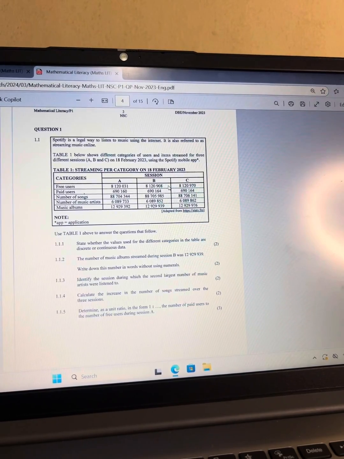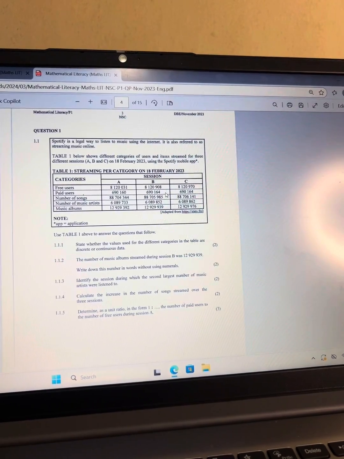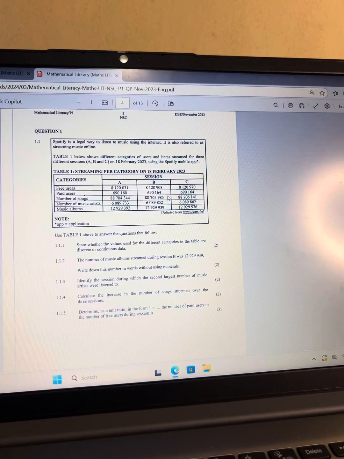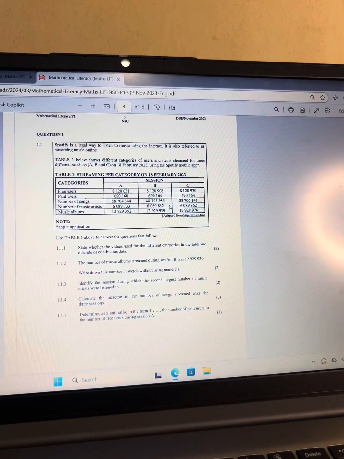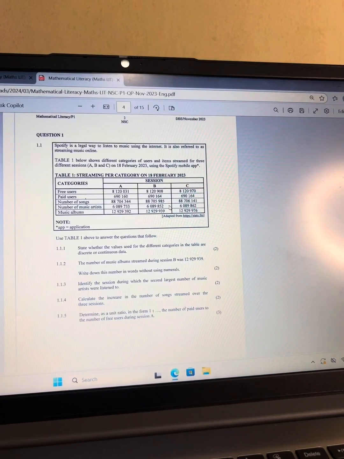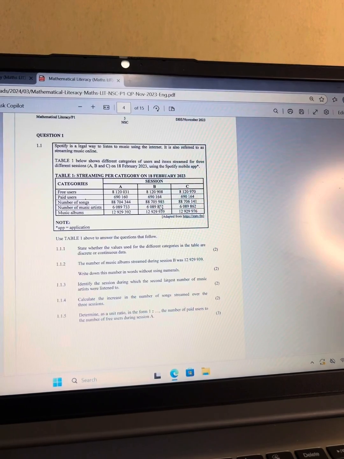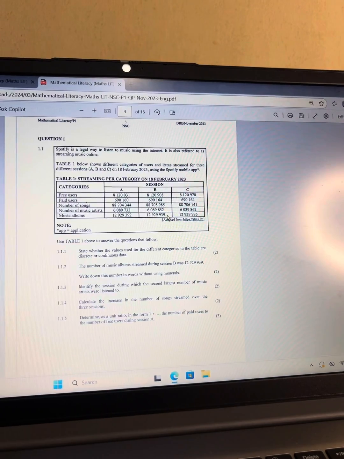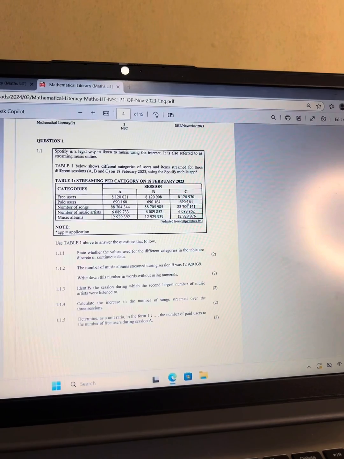And then we go to session B. In session B, we have free users with 8,120,908. We have paid users, which is 690,164. We have number of songs, which is 88,705,985. We have number of music artists, which is 6,089,852. We have number of music albums, which is 12,929,939.